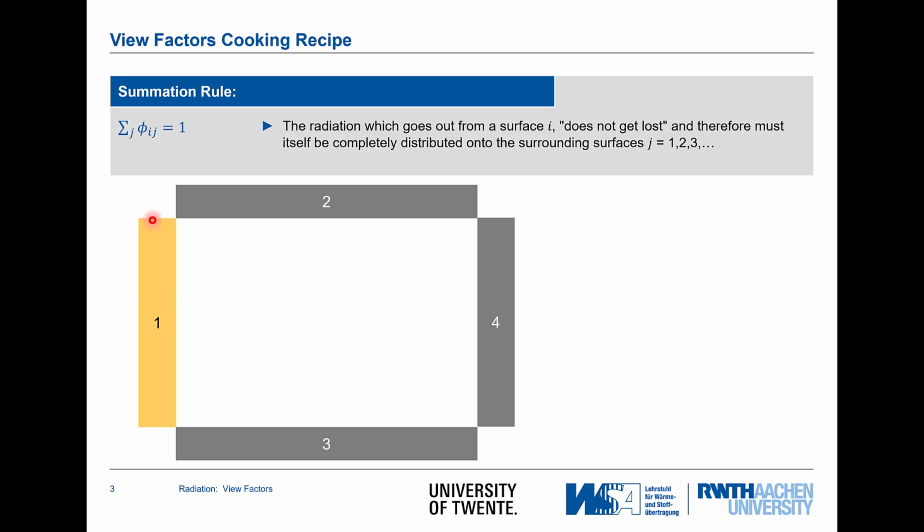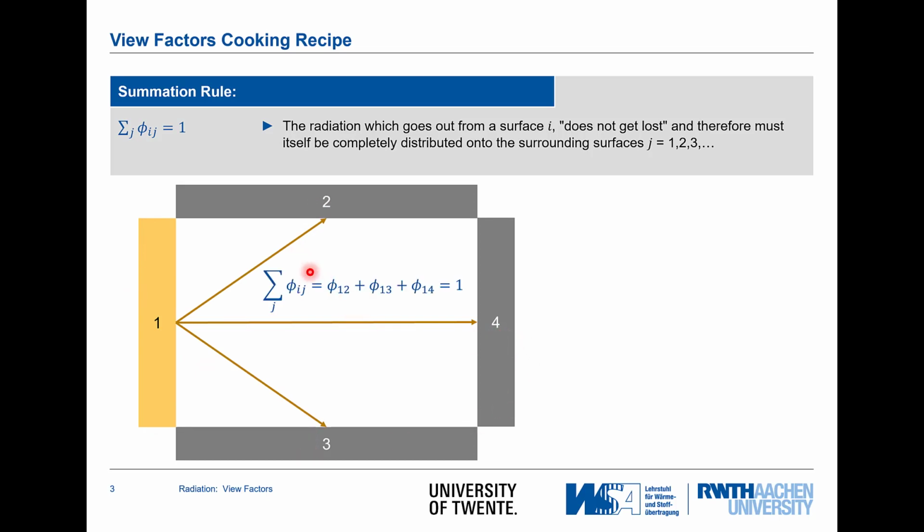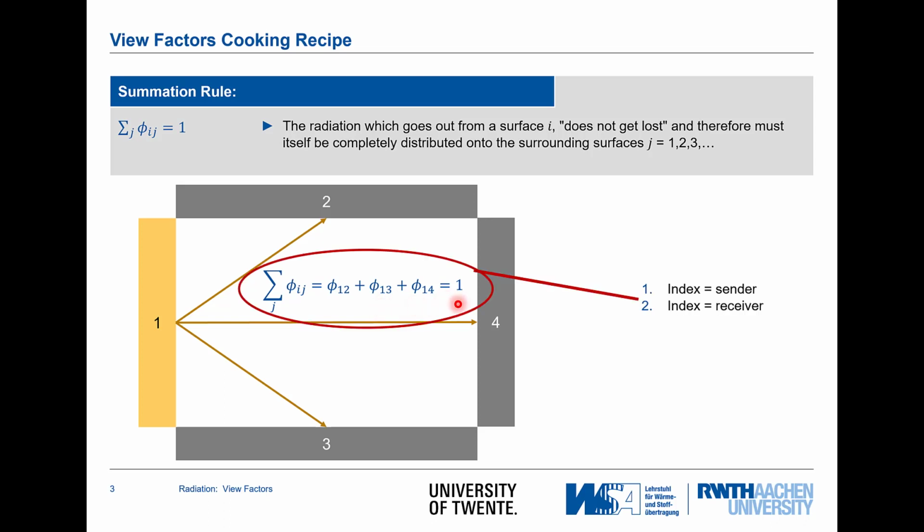Quick example, surface 1 sends out radiation, hits object 2, 3 and 4. So the equation is F12 plus F13 plus F14 equals 1. And the first index is the sender, the second index is the receiver here.